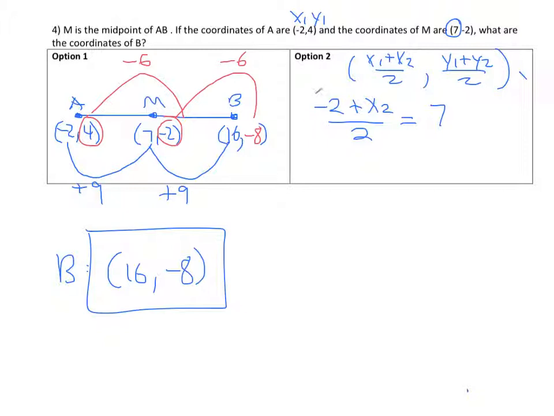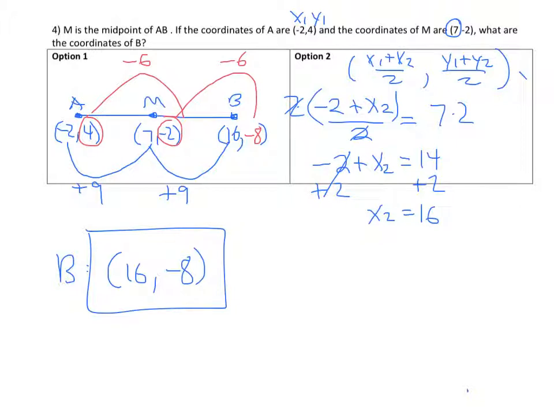To solve this, I would multiply both sides by 2, and the 2's cancel over here, and we get -2 plus x2 equals 14, and then I add 2 to both sides, and we get x2 equals 16. So that's the x-coordinate of point B.